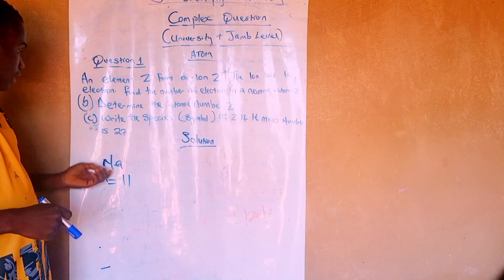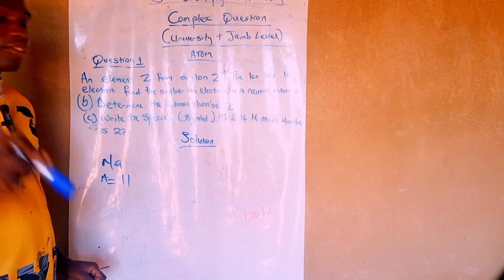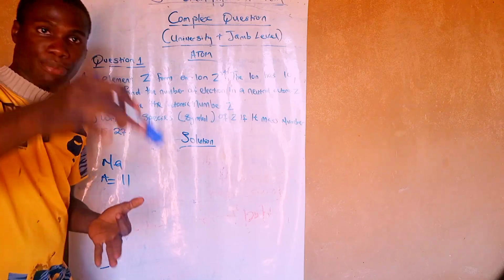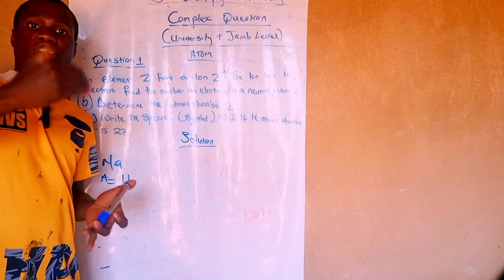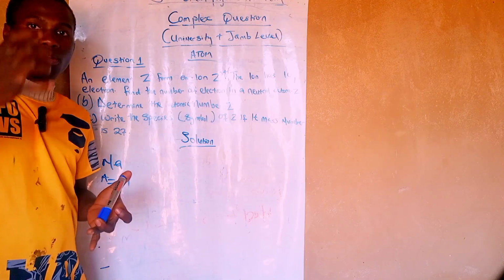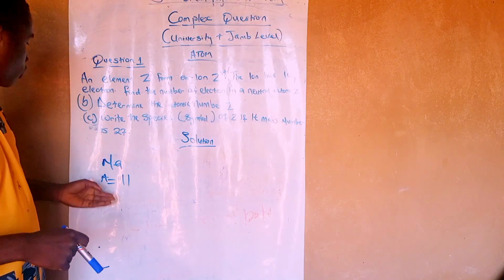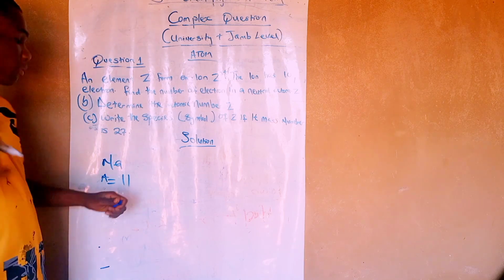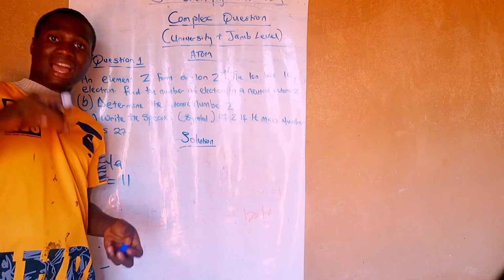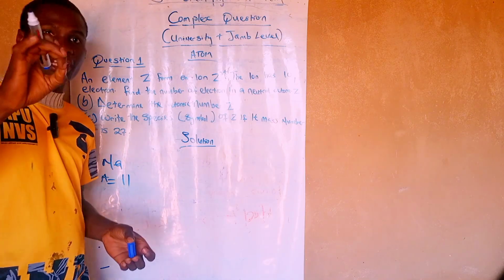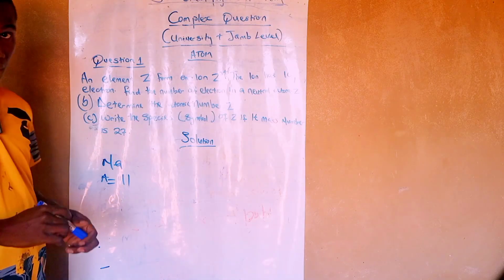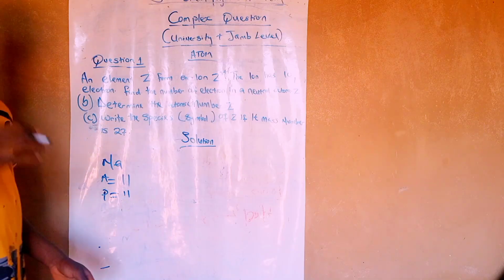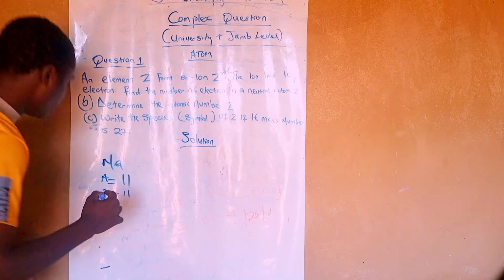In this case, sodium has atomic number 11, and atomic number is the number of protons present in the atomic nucleus of an element. That shows atomic number is the same thing as the number of protons, and it's also the same as the number of electrons in a neutral atom. So our number of protons here is 11, and our number of electrons here is also 11.